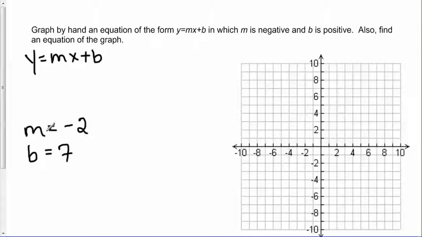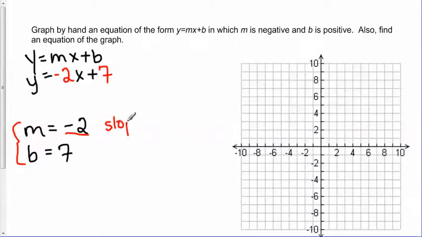Okay, so here I have my values for m and for b. So right away, I could go ahead and do the second part of the question, find an equation of the graph. We could go ahead and put in those values. Y equals, well, we thought we would have an m value of -2. So -2x plus, and then the value for b we said was going to be 7. So I'm going to go ahead and put in my 7. So there's my equation.